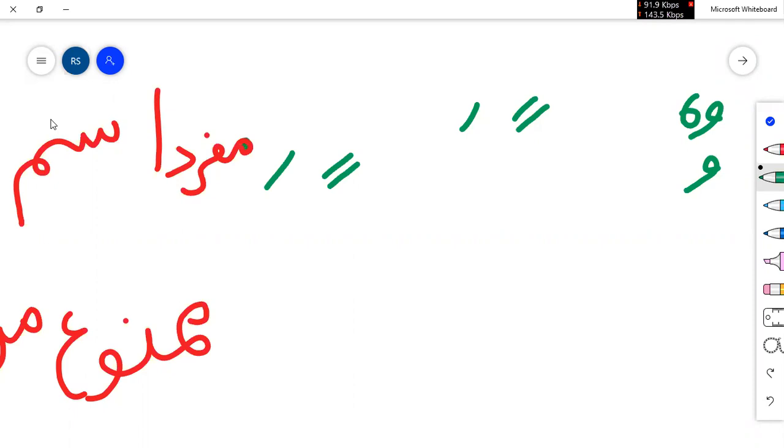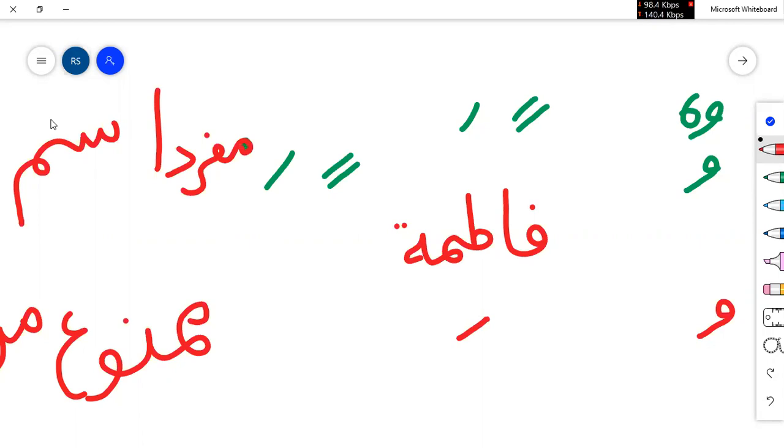So I will give you an example of mamnu minas-sarf, which is Fatima. Fatima is mamnu minas-sarf. This means you cannot use tanween in it. So when the word Fatima is marfu, you will use only damma with it. Okay, when it is mansub, you will use fatha with it, and when it is majrur, you will use fatha with it. No kasra, okay? No kasra.